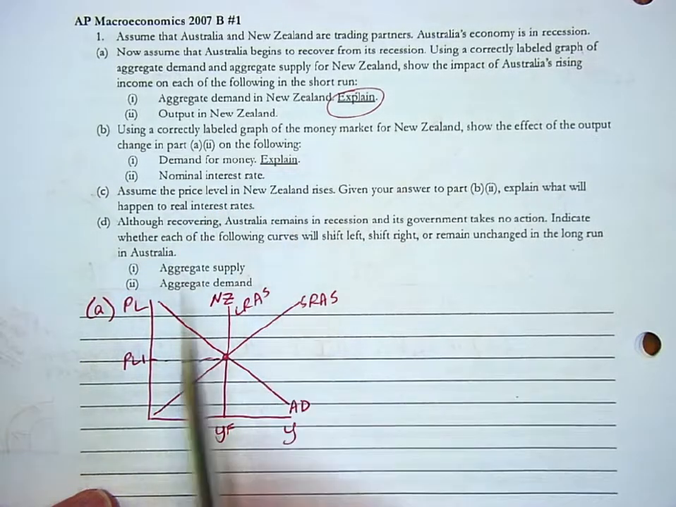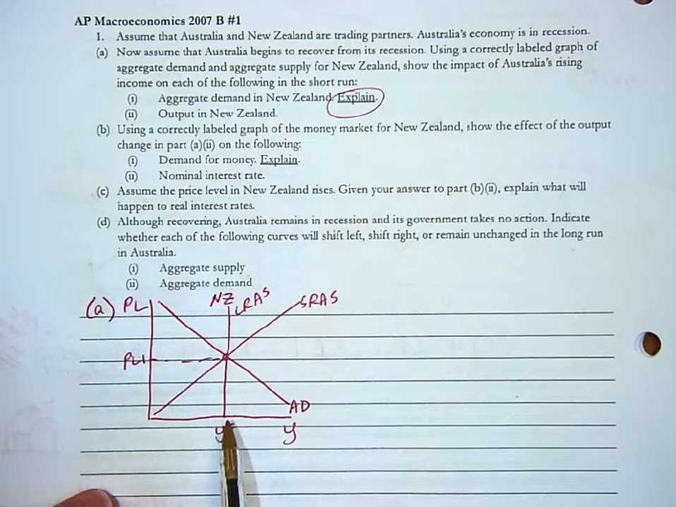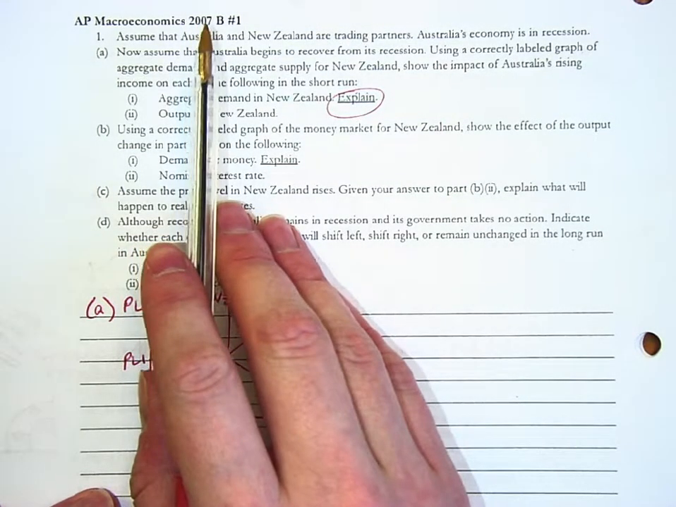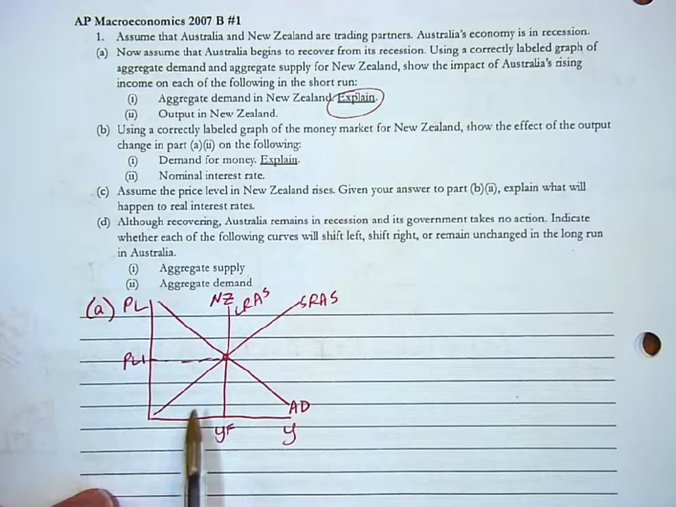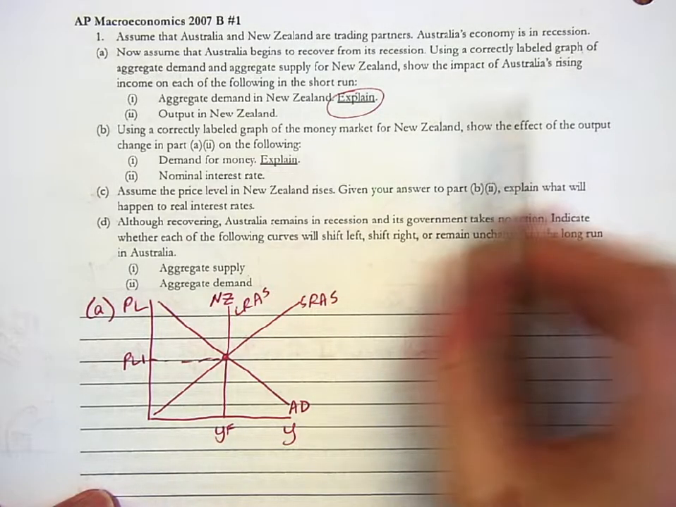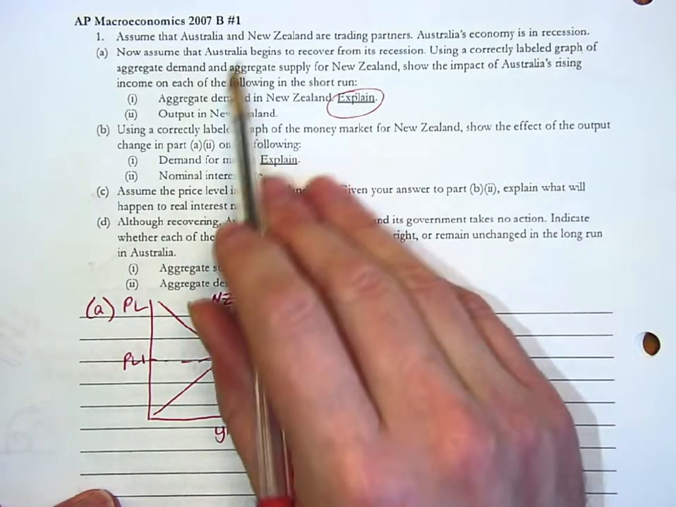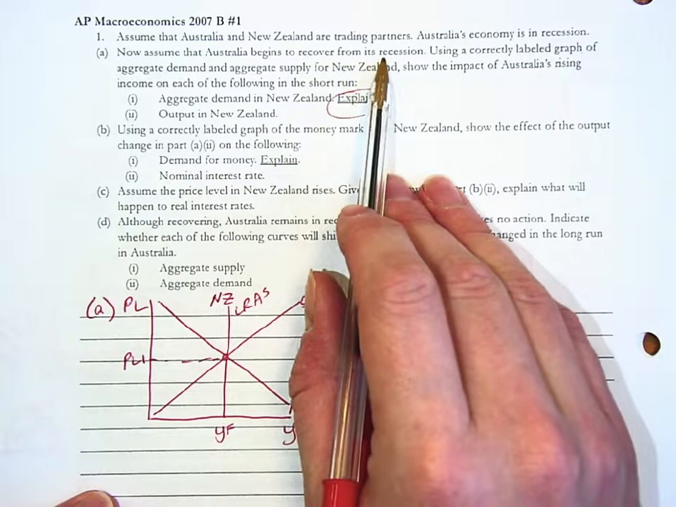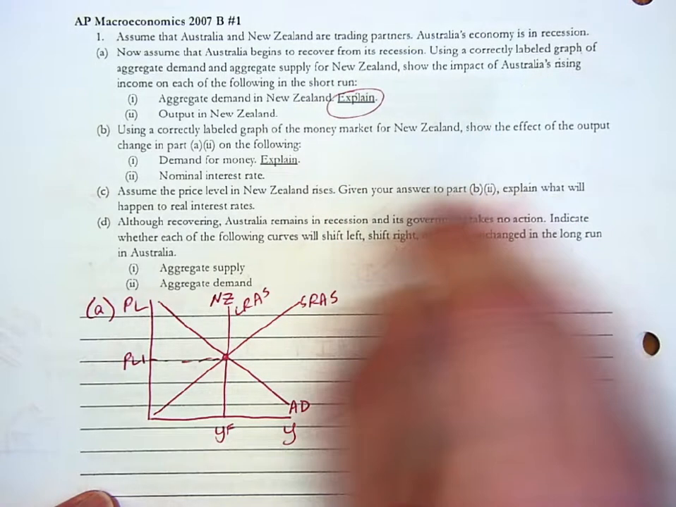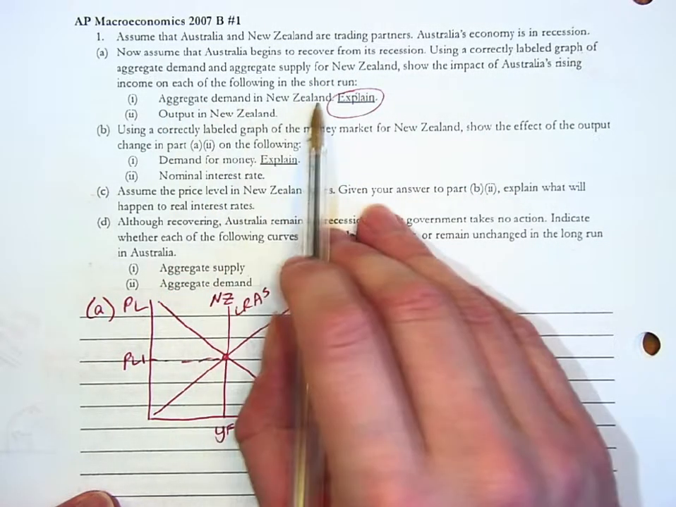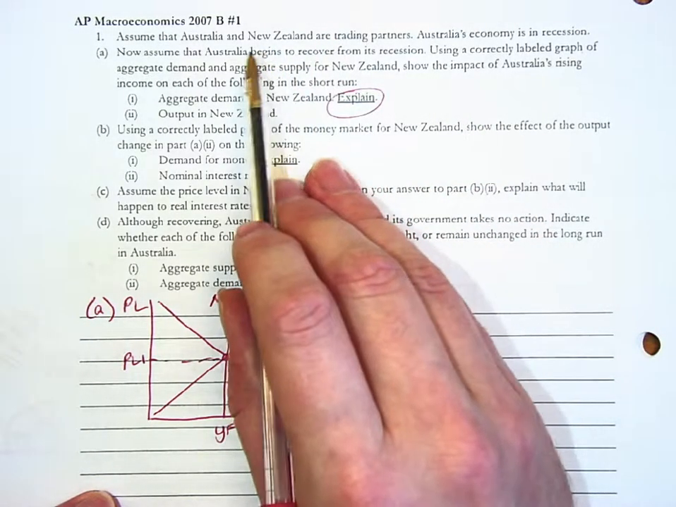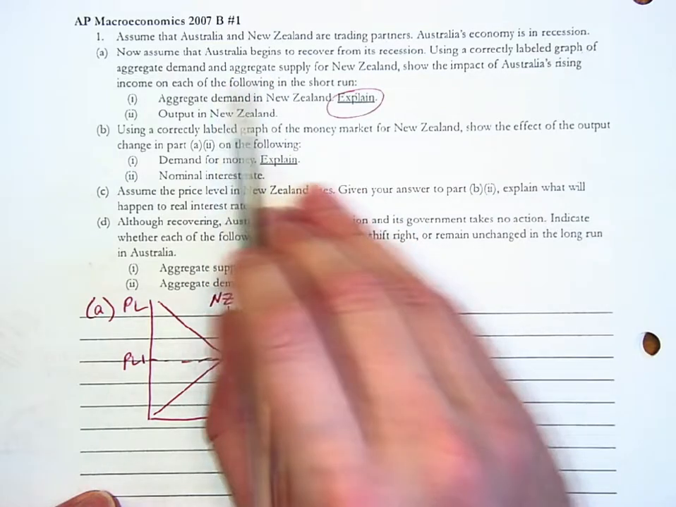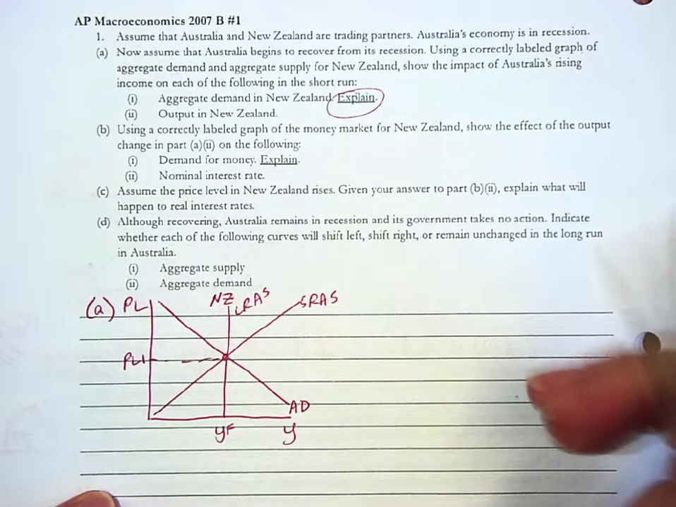And I think actually with this problem, if you didn't include LRAS, you were fine. That was back in 2007, 13 years ago now. Nowadays, they usually explicitly say include a long-run aggregate supply curve. So now it says Australia begins to recover from its recession, show the impact of their rising income on aggregate demand in New Zealand. Well, if they're trading partners, which it says they are, and Australia is getting more and more income, then they're going to buy more of New Zealand's stuff, right?